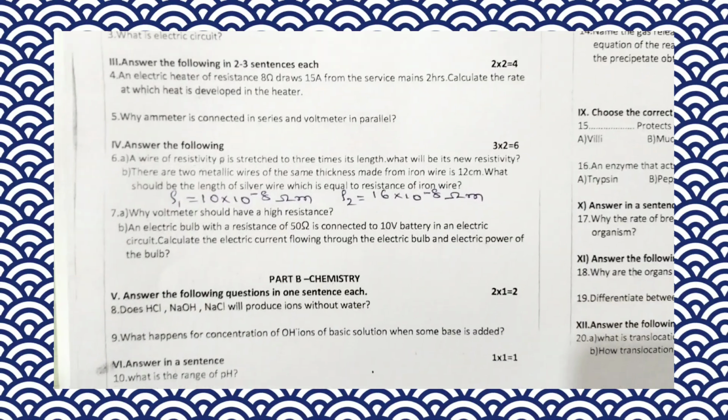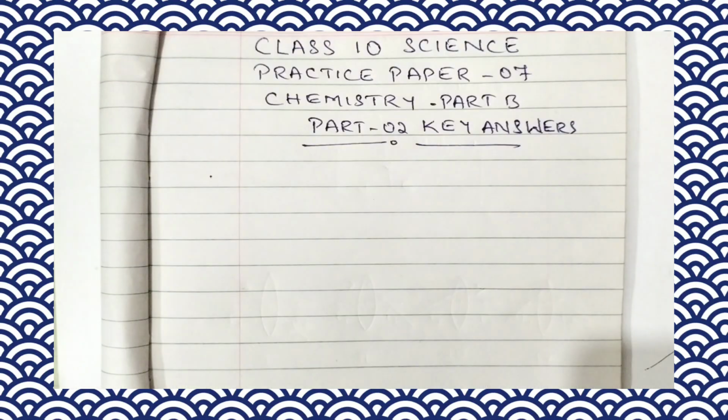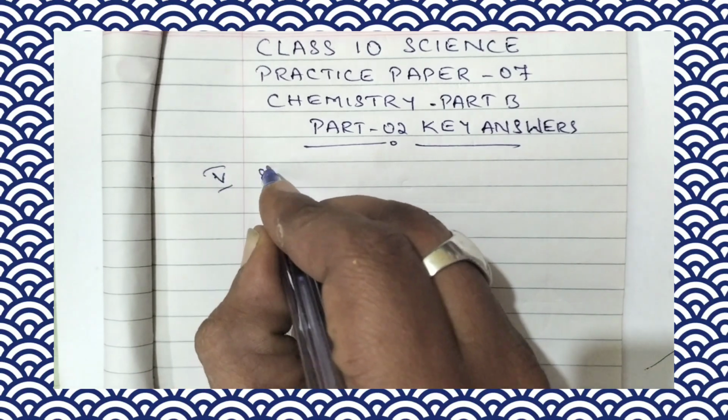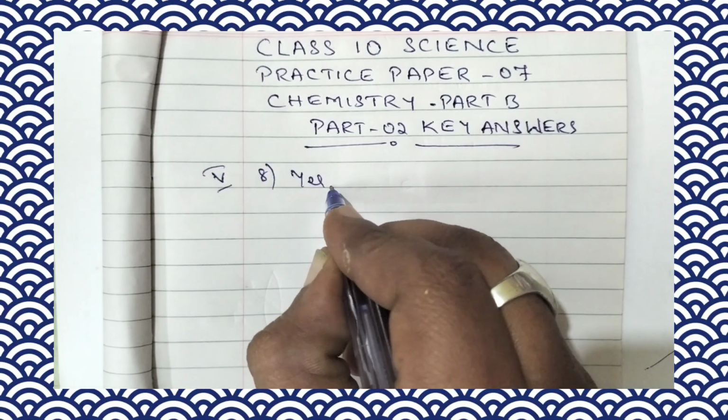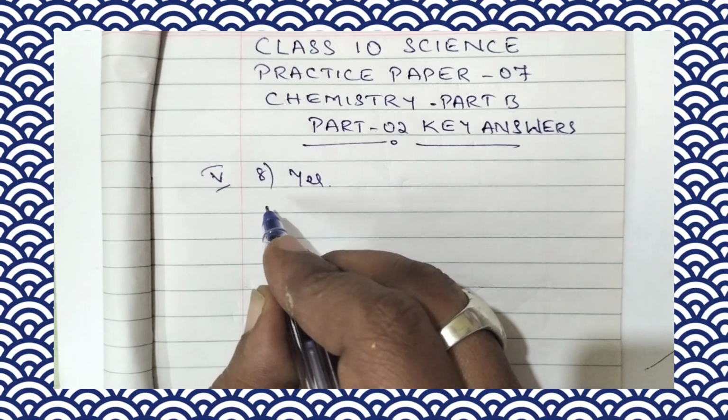So the first question in chemistry is, will HCl, NaOH, NaCl produce ions without water? So this is the fifth mark, eighth question. The answer is yes, by the dissociation of ions.